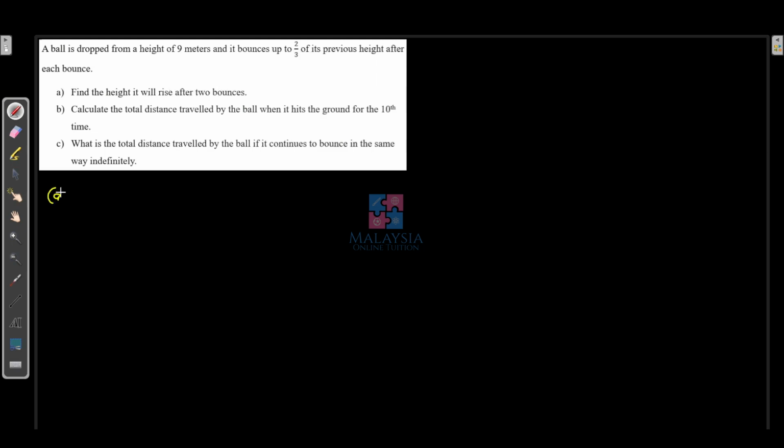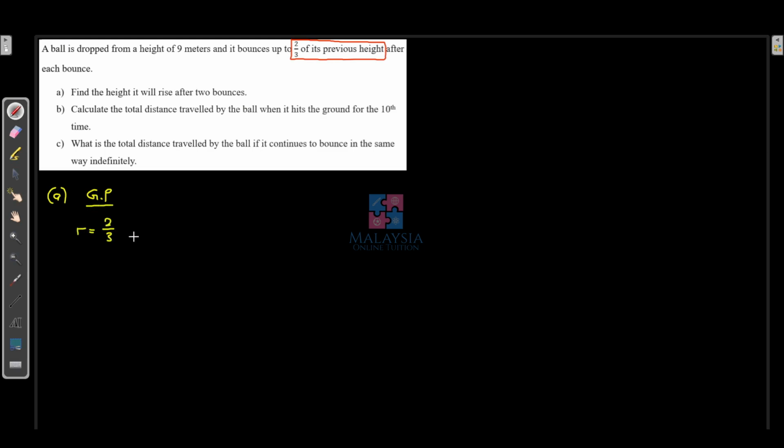Okay, so for part A, we need to understand that this is going to be a geometric progression because of this: up to 2/3 of its previous height. So this is the proof that this is a geometric progression. And then for the common ratio, it is going to be 2/3.